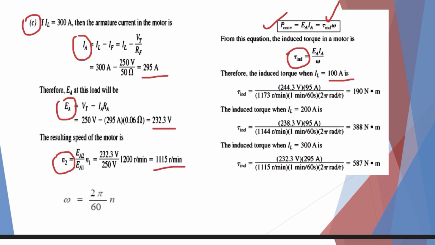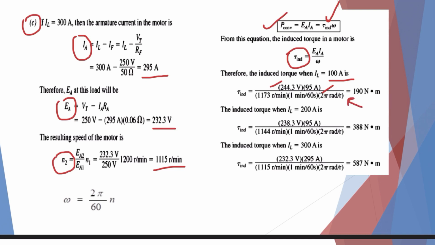Therefore, the induced torque when I load equals 100 amperes. We will choose IA and EA for the same value of part A, when the load current is equal to 100. This is EA and this is IA, over the speed. We have to change the speed, guys, here. This is the conversion.